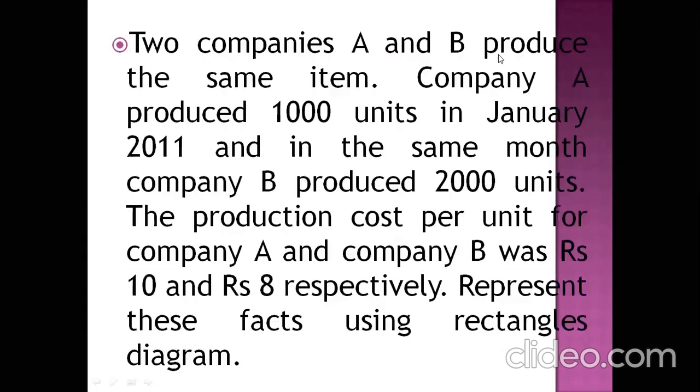Two companies A and B produced the same item. Company A produced 1000 units in January 2011, and in the same month company B produced 2000 units. The production cost per unit for company A and company B was 10 rupees and 8 rupees respectively. Represent these facts using a rectangle diagram. This is the problem given. How to draw, we will see.